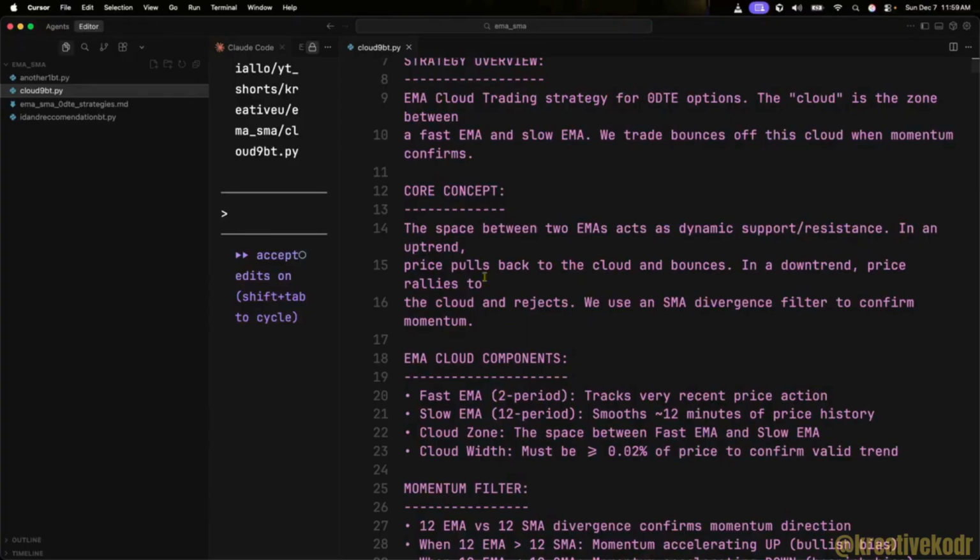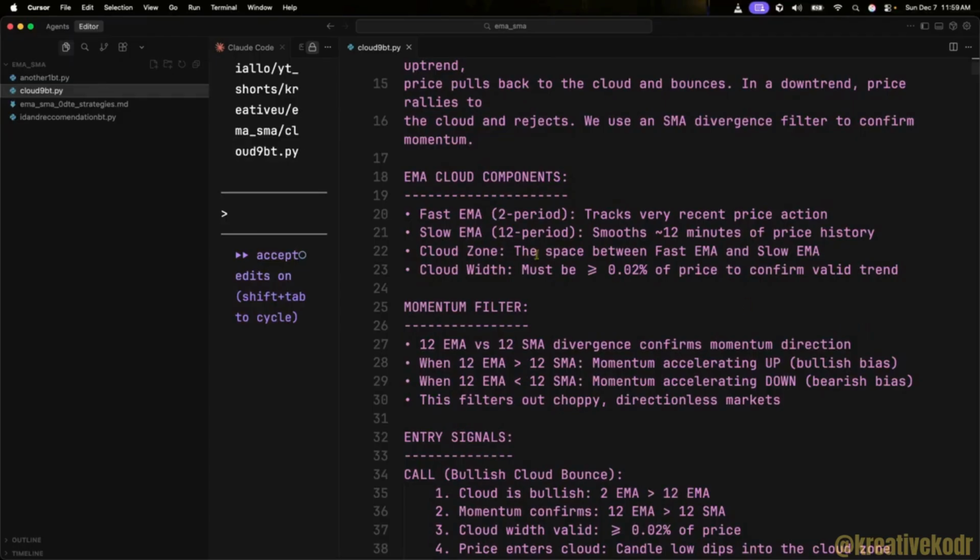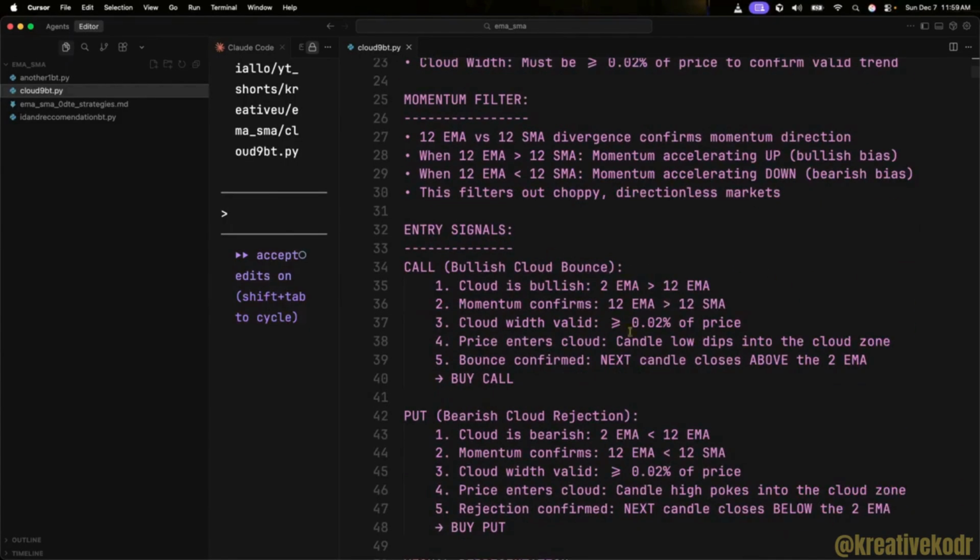In an upward trend, the price pulls back to the cloud and bounces. In a downward trend, the price rallies to the cloud and rejects it. And we use the SMA divergence filter to confirm the momentum. So the EMA components: the EMA of 2 tracks very recent price movements. The EMA of 12 smooths out the price history. And then the cloud space, between the fast EMA and the slow EMA, must be greater than or equal to 0.2. Here's our momentum filter, and here's how we get into the position.